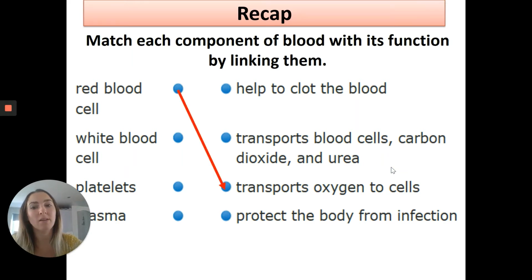So, answers then. The first one, obviously, red blood cell is transporting the oxygen. It's got the hemoglobin there to transport the oxygen around. White blood cell is to protect the body from infection. The platelets help to clot the blood, and the plasma transports blood cells, carbon dioxide and urea.